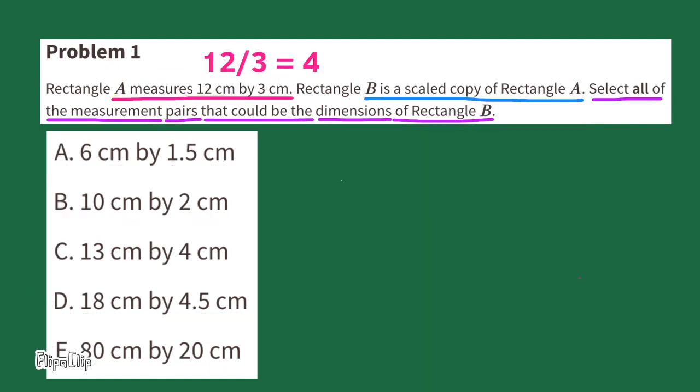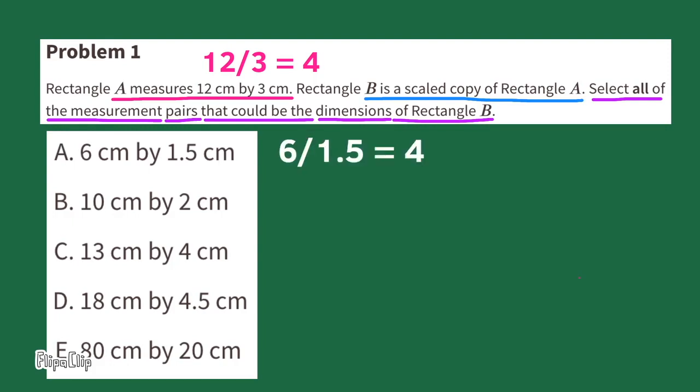Here's another way to determine if they will be a scaled copy of another rectangle without actually drawing the rectangle. Take the dimensions of the first rectangle, 12 by 3, and divide 12 by 3. 12 divided by 3 equals 4. Now do the same thing with the dimensions of the rest of the examples.